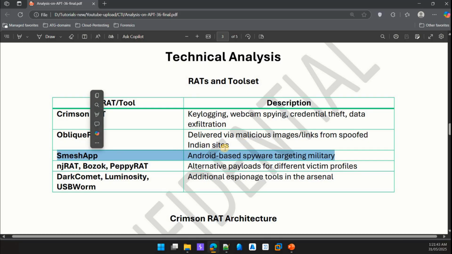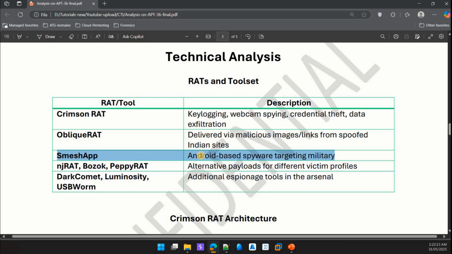This was seen recently, and it is a very interesting way they were trying to compromise Indians: by uploading an Android application on the Play Store, using the Smash app, which was specifically targeting the military for honey trapping. It is used as a dating site. It has dating capabilities, and a lot of cyber espionage happened because of that.